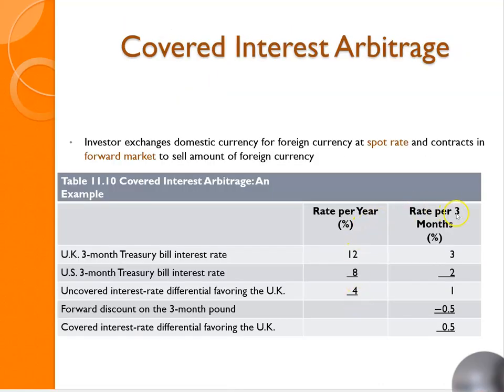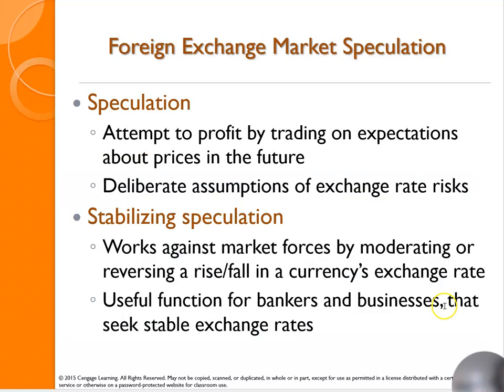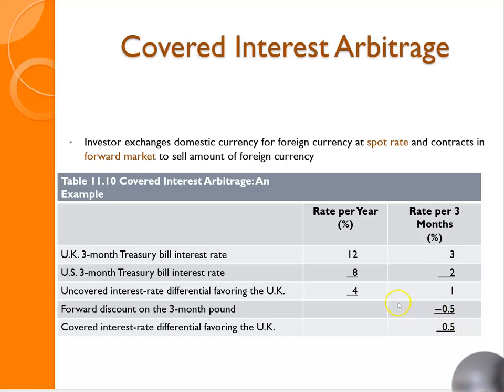But now let's look at the rate for 3 months, okay, or a quarter. The 3-month Treasury bill interest rate is 3%, whereas the U.S. is 2%. The difference is 1. Now, in this case, the forward discount rate on the 3-month pound is -0.5 percent, meaning the covered interest rate differential favoring the UK is half a percentage point, I should put it that way, excuse me.